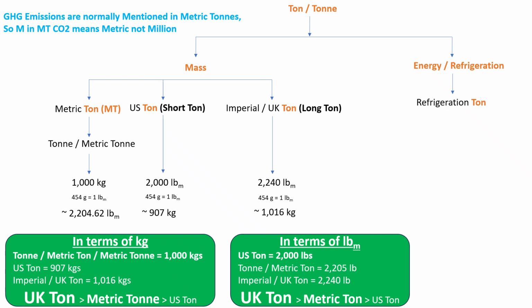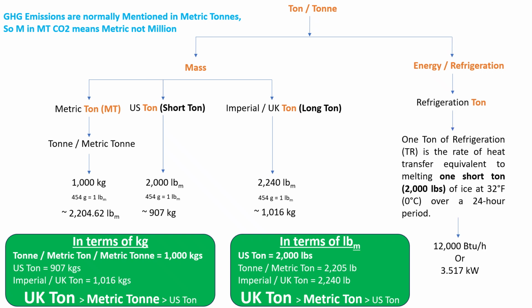So now we come to the energy part, where we normally denote the refrigeration capacity in ton. Why is that? Because of history. Historically, in ice trading, this ton is used because of this definition: 1 ton of refrigeration is the rate of heat transfer equivalent to melting one short ton, the US short ton, which is 2000 pounds of ice at 32 degrees Fahrenheit over a 24-hour period.